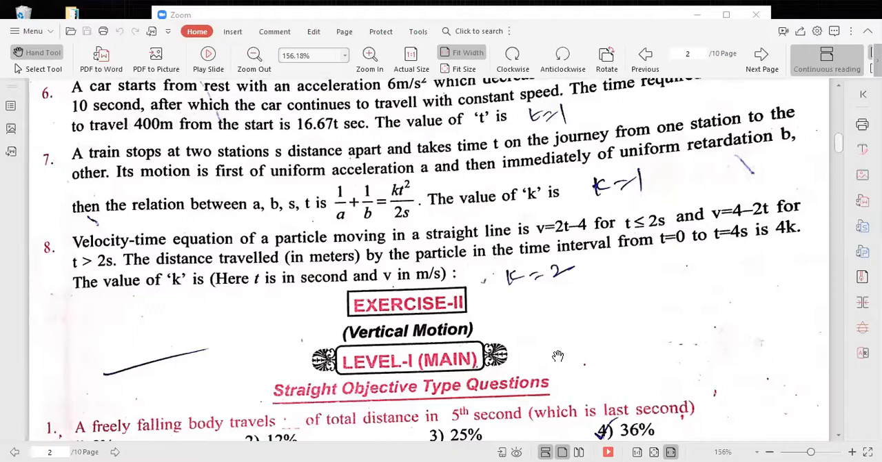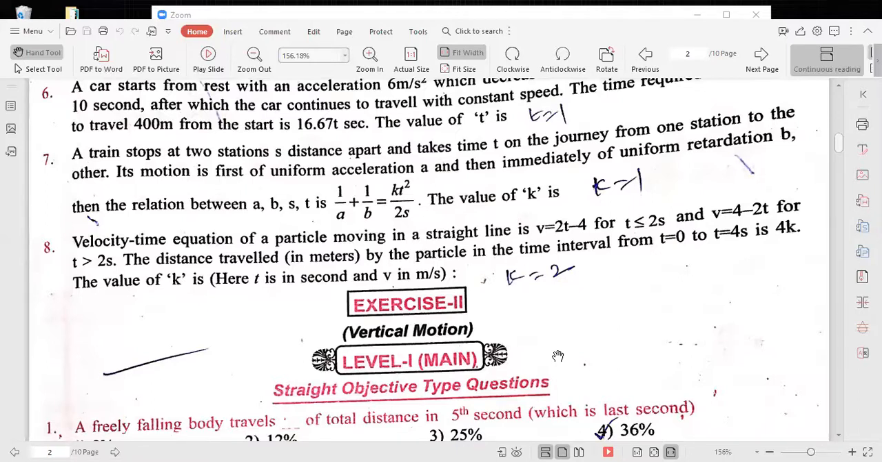Velocity time equation of a particle moving in a straight line is, you read the problem on the display. So eighth problem: the velocity time equation of a particle moving in a straight line is v is equal to 2t minus 4 when t is less than or equal to 2 seconds, and it is v is equal to 4 minus 2t when t is greater than 2 seconds. Then the distance traveled by the particle in the time interval from t is equal to 0 to t is equal to 4 seconds.